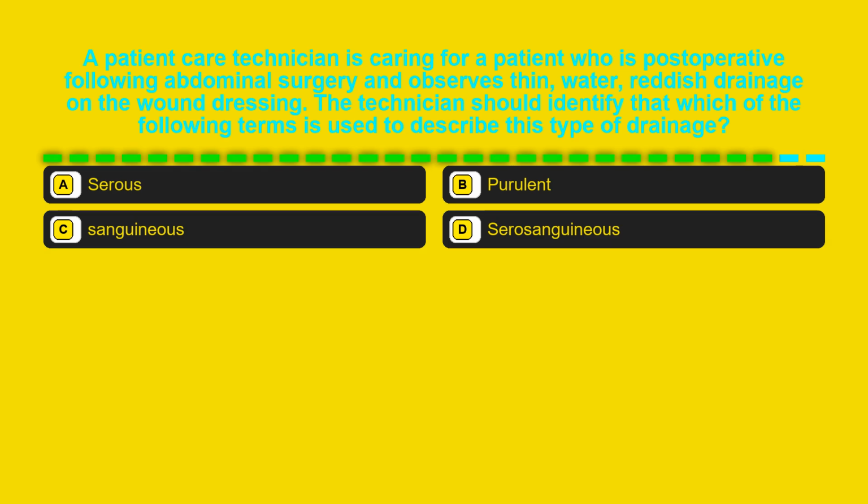Question 39. A patient care technician is caring for a patient who is postoperative following abdominal surgery and observes thin, watery, reddish drainage on the wound dressing. The technician should identify that which of the following terms is used to describe this type of drainage. Option A. Serous. Option B. Purulent. Option C. Sanguineous. Option D. Serosanguineous.